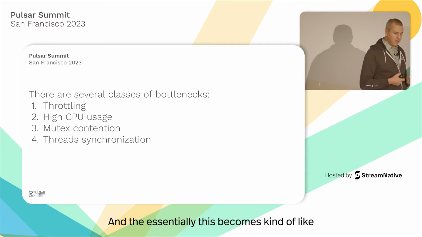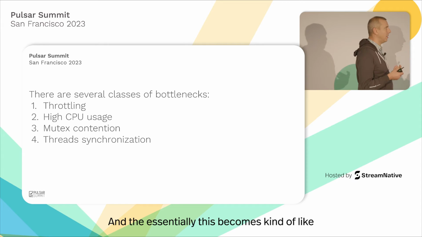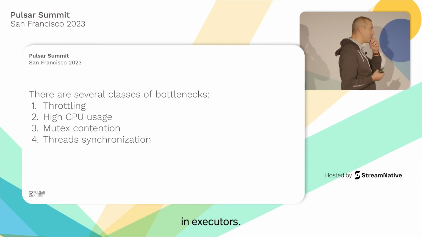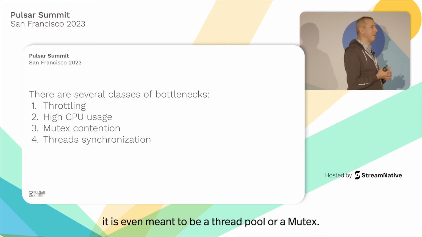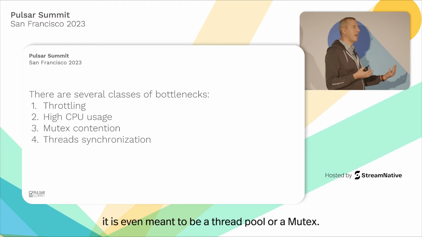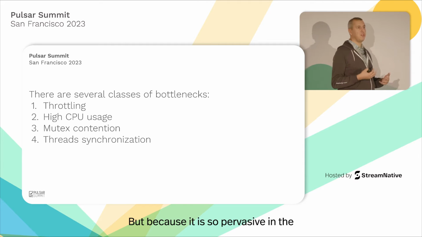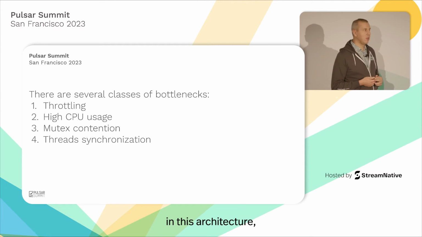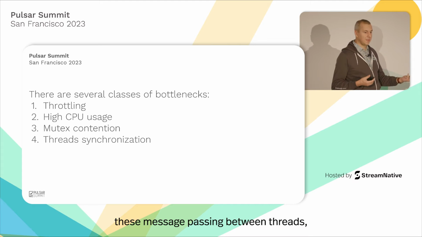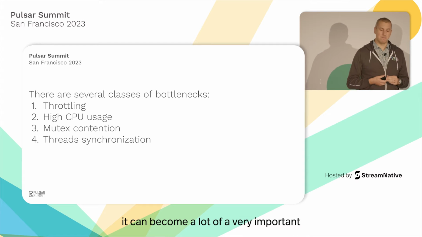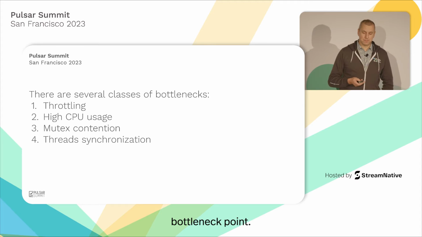Essentially, this becomes what in Java is executors. It is implemented with a thread pool and with a queue. Now this queue also becomes a contention point, and because this message passing between threads is so pervasive in this architecture, it can become a very important bottleneck point.